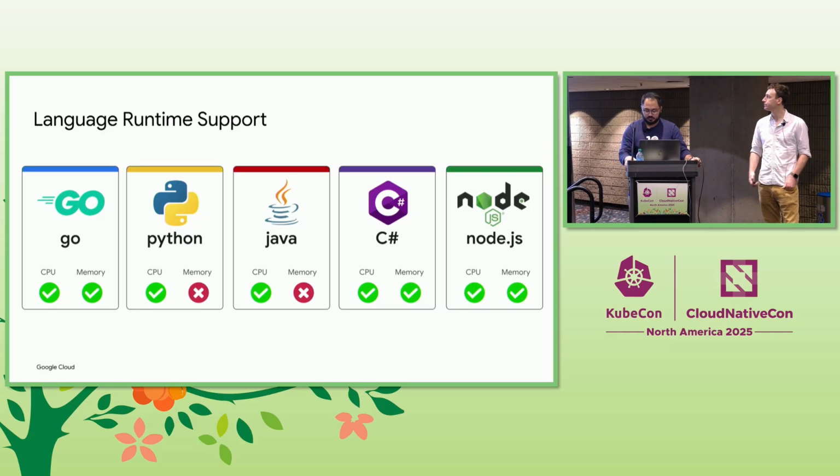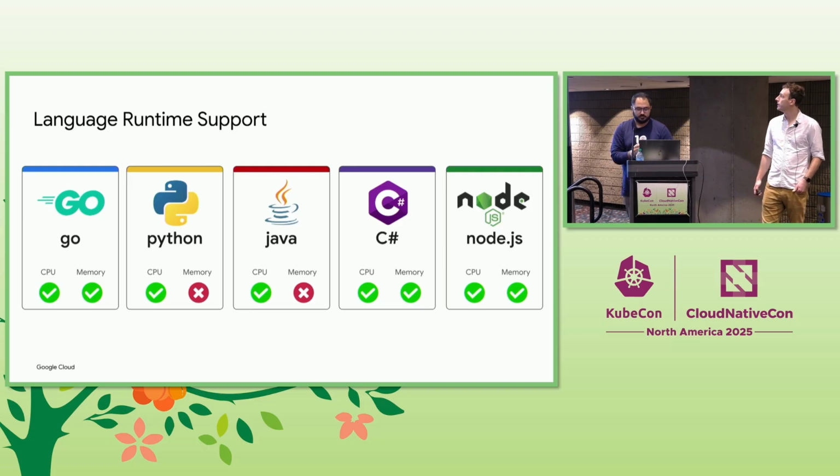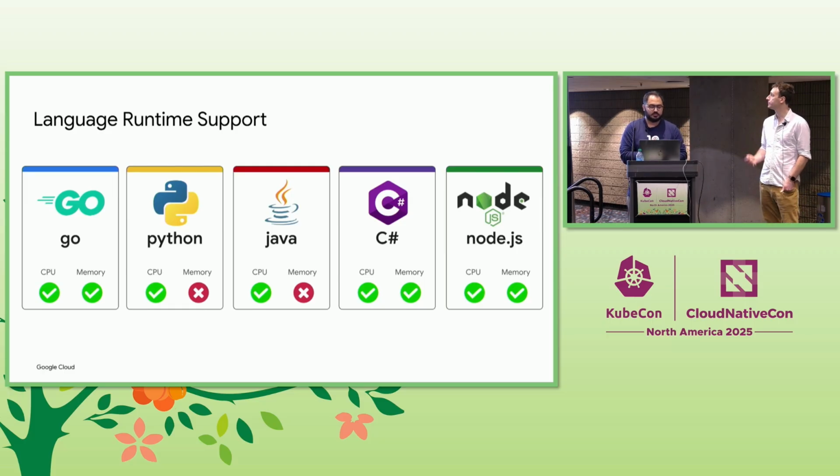to the new values. In the case of Python and Java, they don't currently update the total heap size when the memory limits change. So these are cases where you would want to set that restart policy to restart for memory changes there. And we are in conversations with some of the Java development team to make that more dynamic as well.